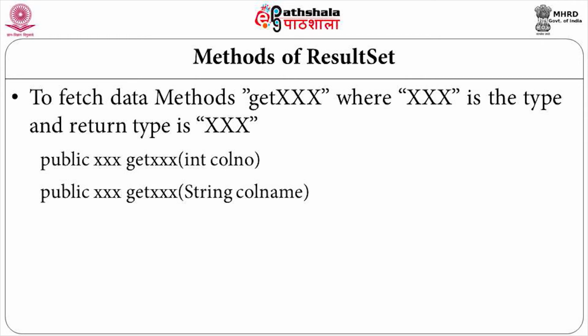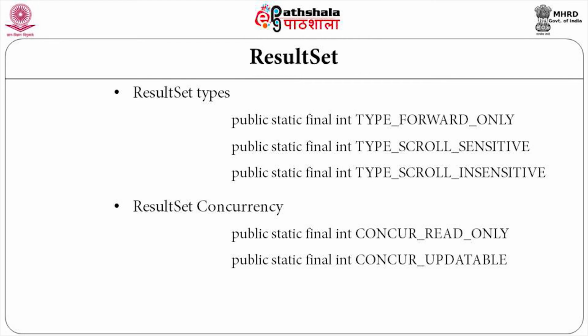Now, other things which can be done on a result set. Another point: a few properties about result set. A result set has a type. What is the type of the result set? This type of result set is a forward only result set, in which case methods like previous, first, and before first won't work, because you can't move in the negative direction. So we have a forward only kind of result set.